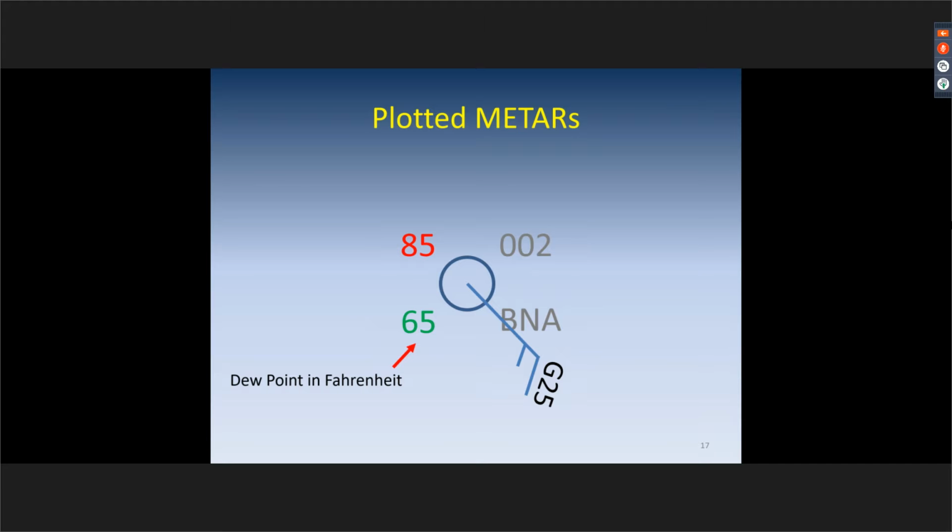So if the dew point is the same as the temperature, it can be the same. That's 100% relative humidity, and it's likely either raining or there's rain in the area. All right, dew point can never be higher than temperature.